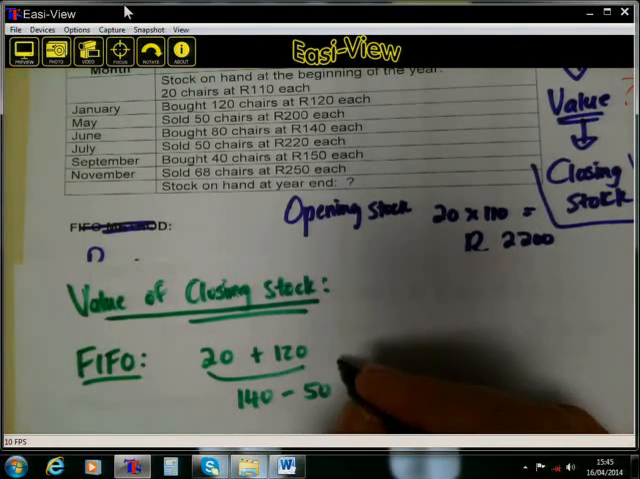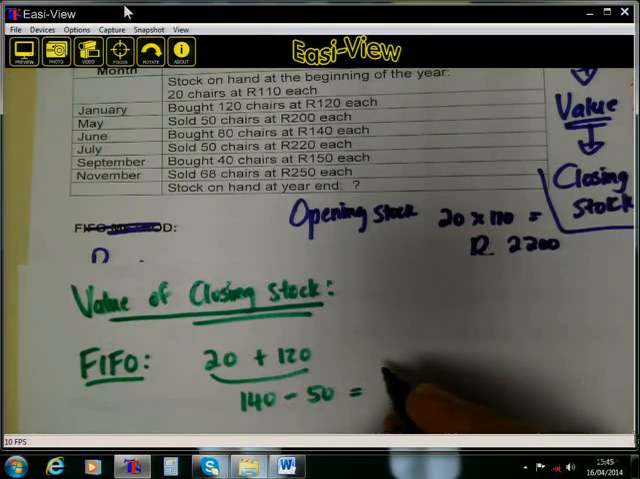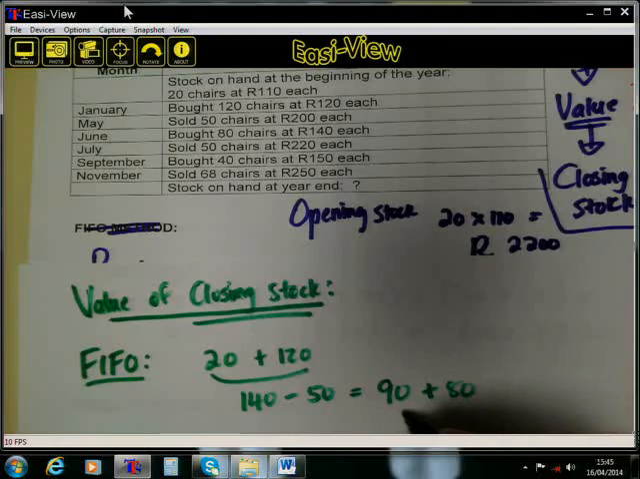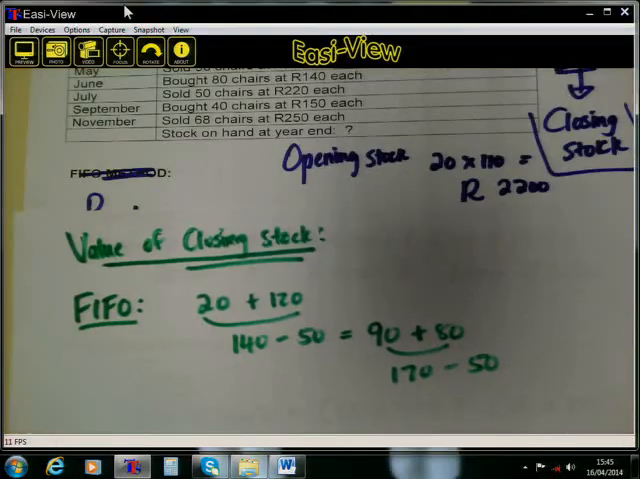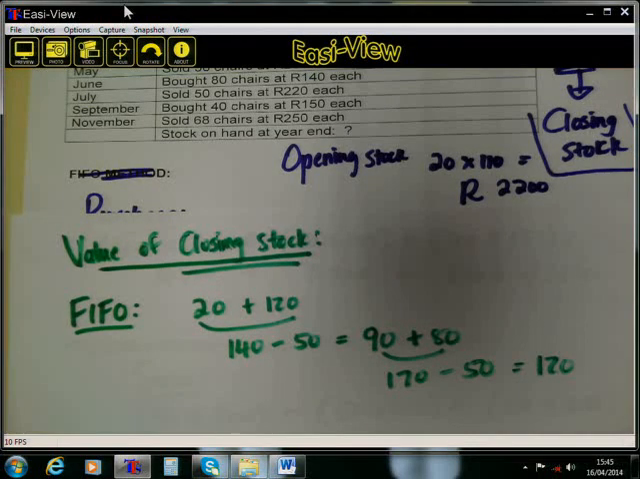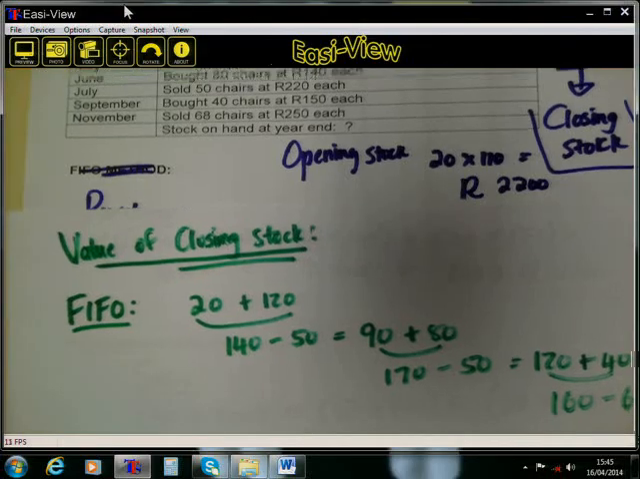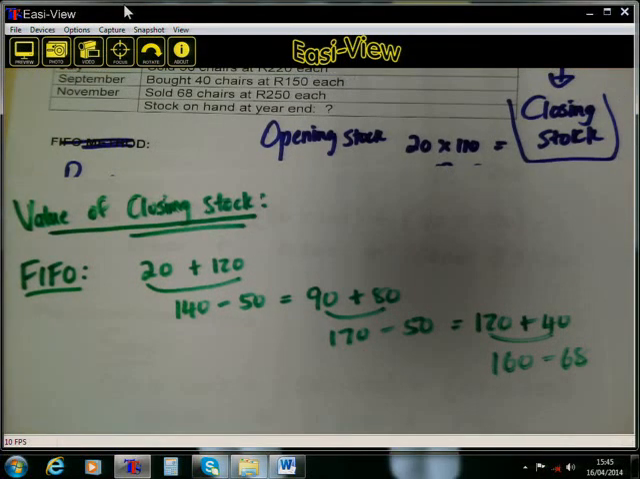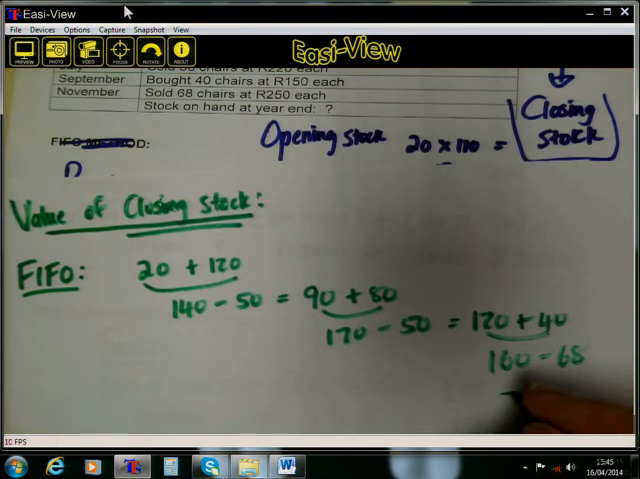Then we bought another 80, that equals 90. Then we've got 170 and we sold 50. Then we've got 120. Then we bought another 40. Then we've got 160, of which we sold 68. And 160 minus 68 gives us the 92 that we've got on hand.